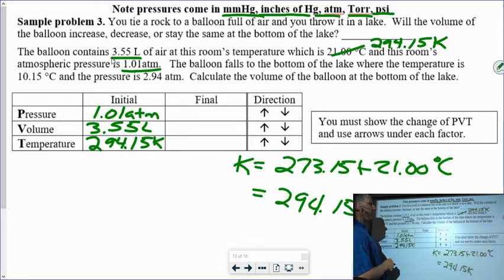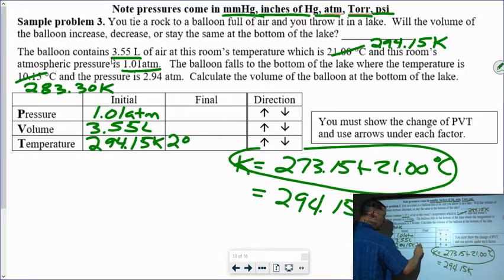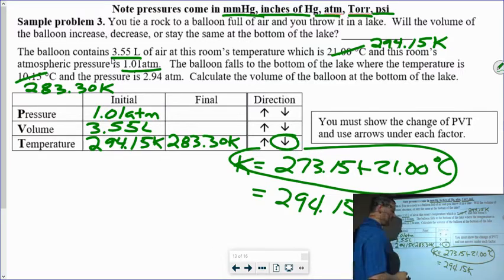The balloon falls to the bottom of the lake where the temperature is 10.15. So I do the same math like I did over here, except I use the 10.15. And when you do that math, you get 283.30 Kelvin. So that is my final temperature at the bottom of the lake. That is my final temperature, and I might as well circle it. My temperature is going from 294 to 283, so my temperature is in fact going down.